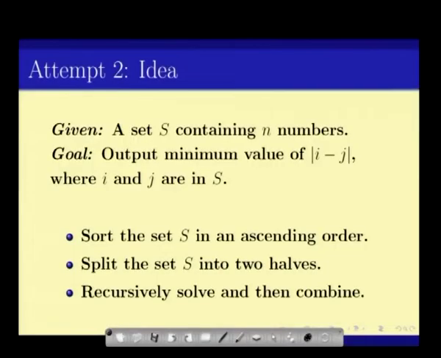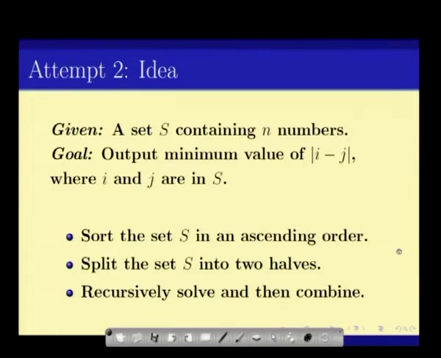Now, the question was, can one do better? And the idea was to use the divide and conquer approach. The idea is just to sort this set S in ascending order. Once we sort this set S, we split it into two parts, the smaller half and the bigger half. We recursively solve this problem in the smaller half and the bigger half, and we combine the answers carefully.